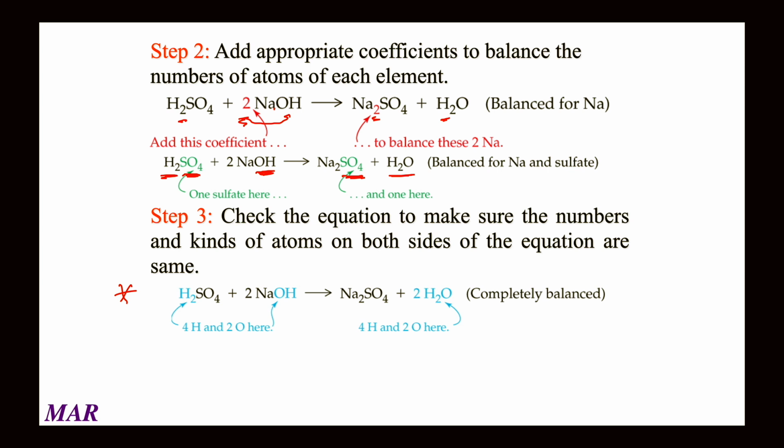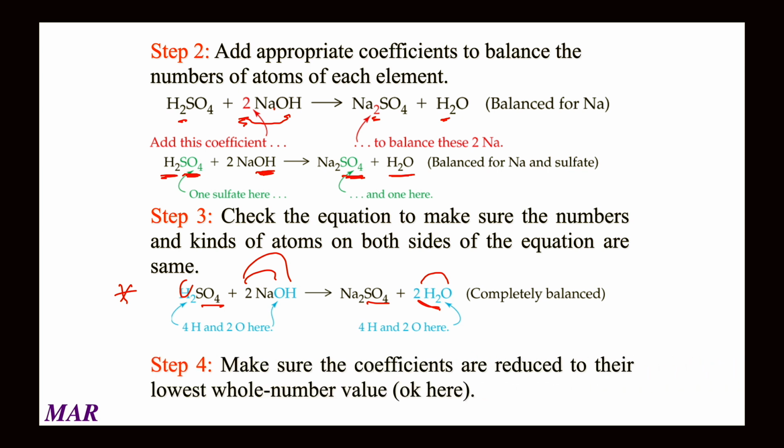2 Na's on the left, 2 Na's on the right. A sulfate on the left, a sulfate on the right. You've got 4 hydrogens and 2 oxygens. 2 oxygens, 2 hydrogens, 2 more hydrogens right there. This reaction is good to go.